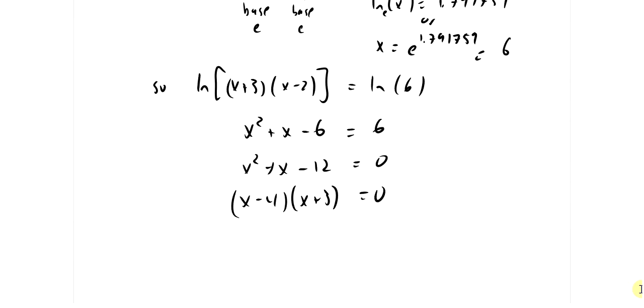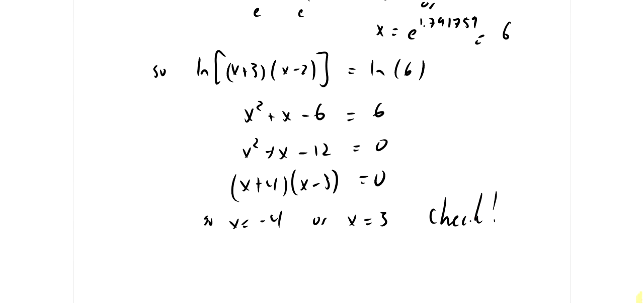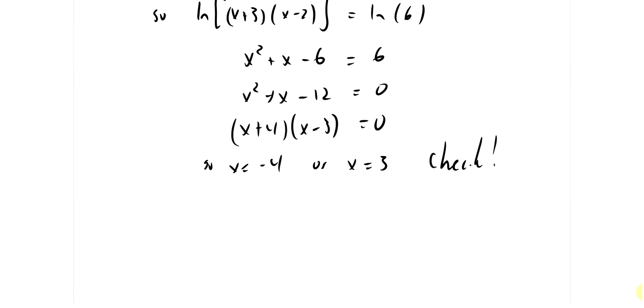I think I got the signs wrong. (x + 4)(x − 3). There we go. So x equals minus 4 or x equals 3. Always check. Our equation, just to rewrite this a little bit, is log of (x + 3) plus log of (x − 2) equals log of 6.